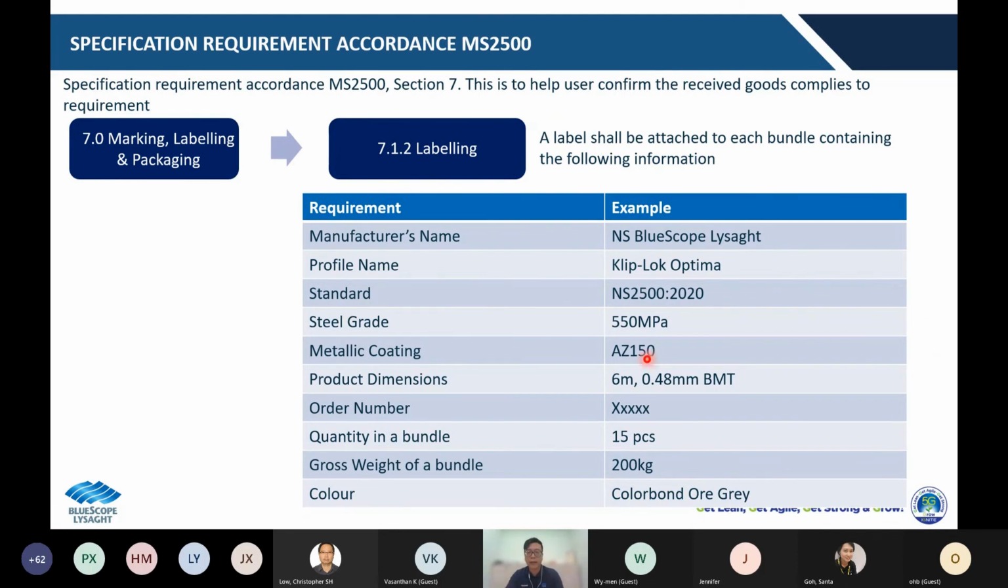In the normal practice of NS BlueScope Lysaght, we provide the table according to MS 2005, which gives information such as the manufacturer's name, profile name, steel grade, metallic coating, product dimension, order number, quantity, and color, which we display on the bundle. This is very important because roofing sheets, when delivered to each site, may have different requirements. So this helps the goods receiver on site to ensure that whatever they receive is actually according to the design requirement or the specification.